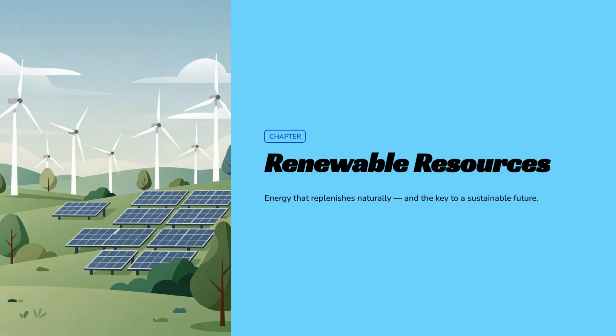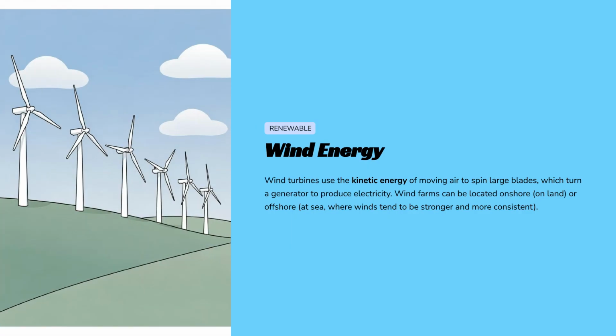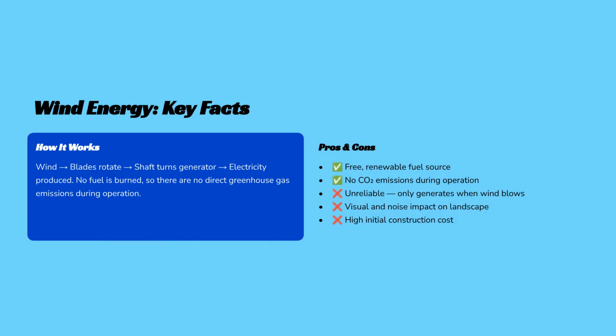Turning our focus to renewables, these resources replenish naturally and are vital for building a sustainable, long-term energy future. There are many renewable options, including wind, solar, hydroelectric, tidal, geothermal, and biofuels. Each uses unique processes to convert natural energy flows into usable power. Wind energy utilizes the kinetic energy of air to spin turbines. Wind farms can be placed onshore or offshore, where stronger winds often provide more consistent energy. Wind energy is a clean, renewable source that generates electricity without direct greenhouse gas emissions. While the fuel is free, it relies on weather, and building turbines involves significant initial costs and landscape impacts.